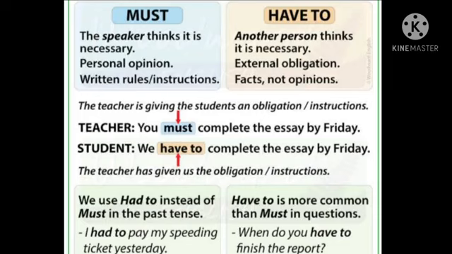And one more thing, when we have the past tense, we have to use had to instead of must. In a past tense sentence, instead of must, we have to use had to. I had to pay my speeding ticket yesterday. It is yesterday, it is past tense. So there we cannot use must. So instead of must, we have to use had to.